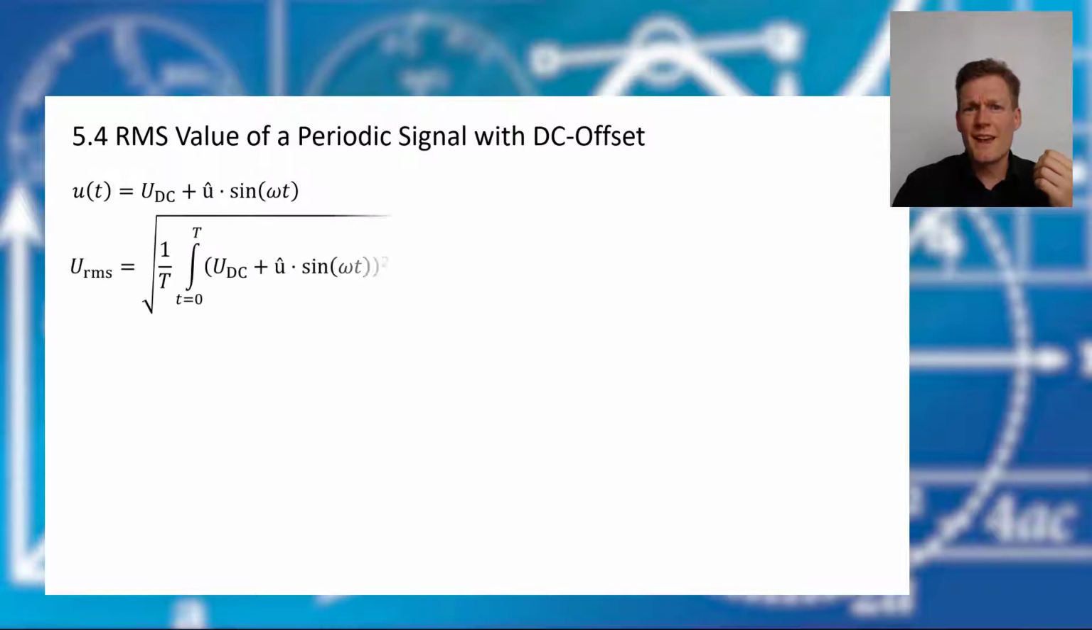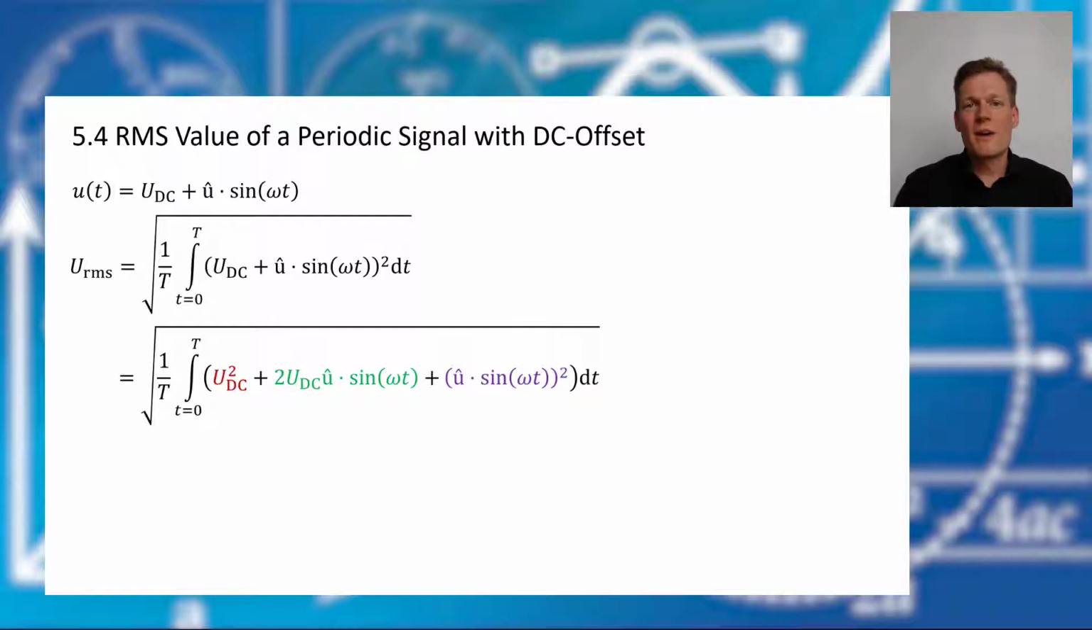Do we really have to calculate the new value with our whole equation here? And do we have to repeat the calculation every time the DC offset has another value? Let's have a look what happens if we try to calculate our integral here. Okay, we have this sum and we take the square out of it. That means we can write our function like this.